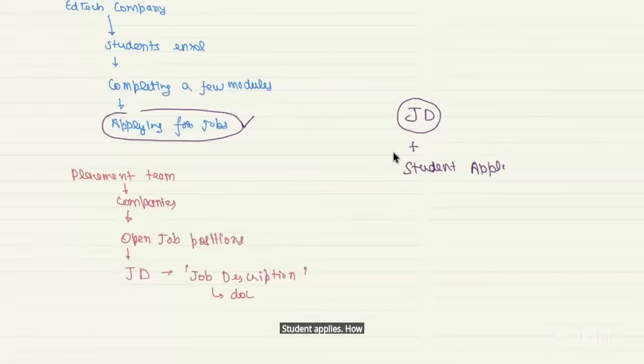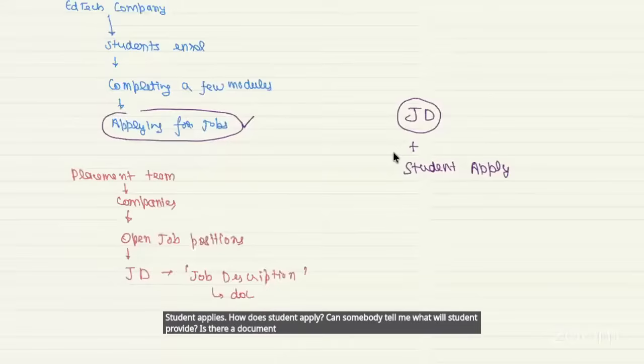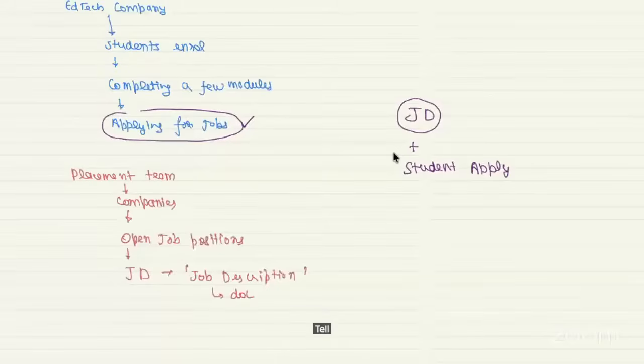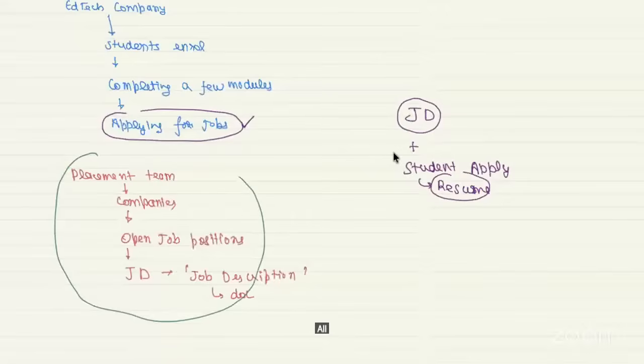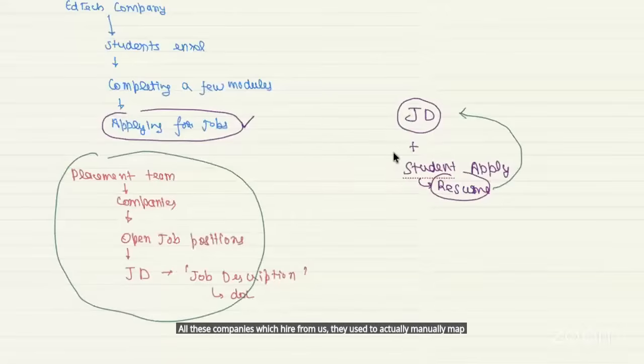How does a student apply? Can somebody tell me what the student will provide? Is there a document that a student can provide which tells what the student knows? Resume. Perfect. A student applies by providing their resume. Now, you know what happens? Earlier, the companies that hire from us used to manually check whether the resume shared by the student maps to the JD they are hiring for or not.